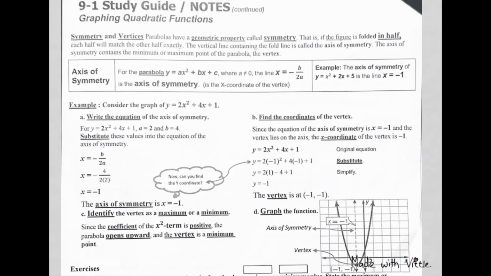Graphing Quadratic Functions. This is page 2 of our notes. Parabolas have a geometric property called symmetry. That is, if the figure is folded in half, each half will match the other half exactly. The vertical line containing the fold line is called the axis of symmetry.